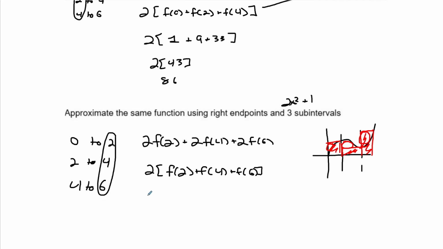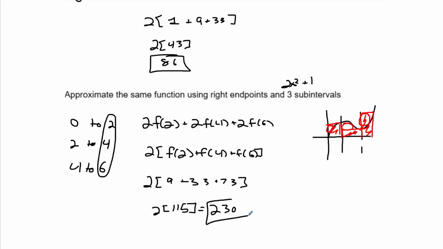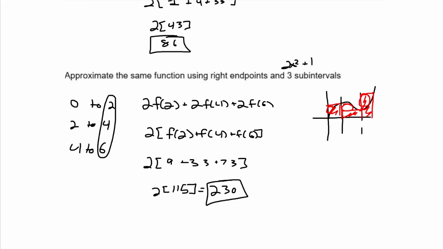So we can then write this as 2 times, we would have 9 plus 33 plus 73. We're going to end up getting 2 times 115, which is going to equal 230. And so see how drastically different these two answers are. So another way we can do this is we can use a midpoint.